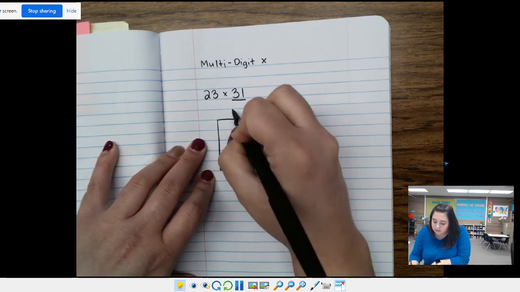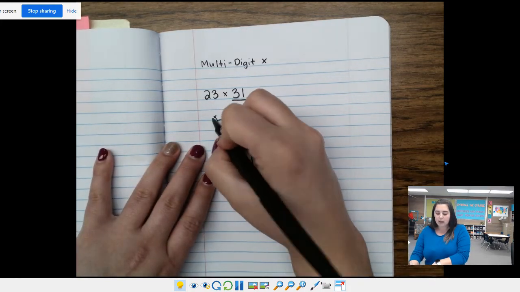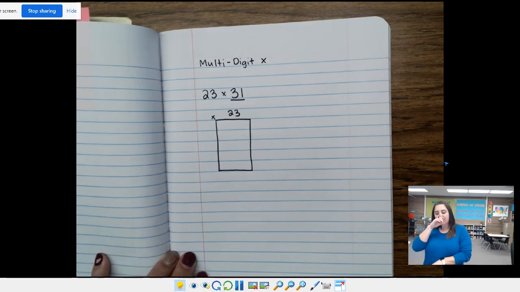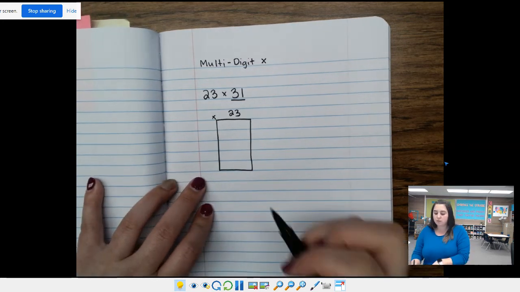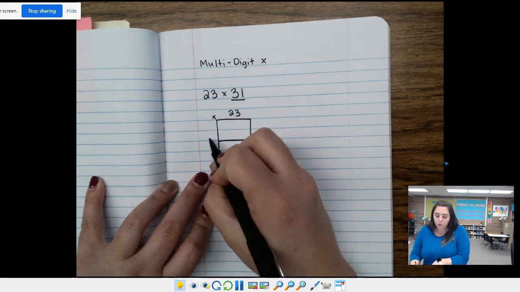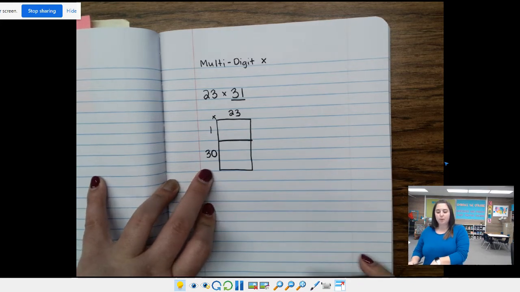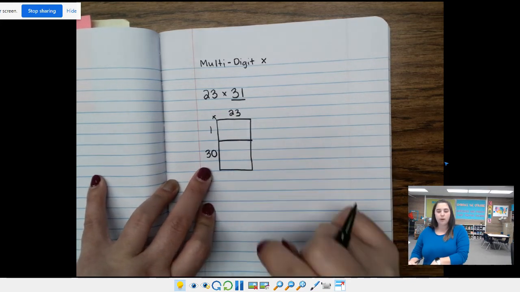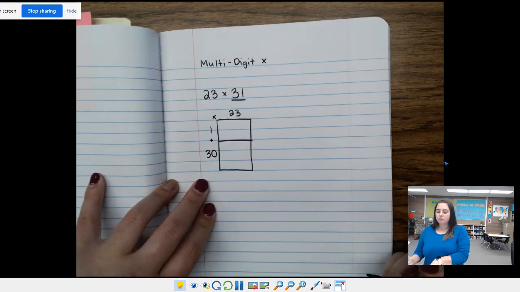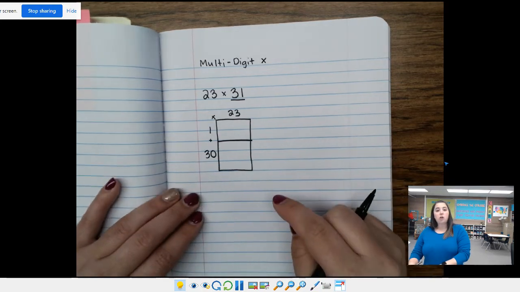So 23 is going to stay. I'm going to write that up top. And I'm going to be multiplying 23 times 31, but I'm going to break it up into the different place values. So I have my 1 and I have my 30. 31 can be broken up into 30 and 1, because 30 plus 1 is 31. So in each of these boxes, I'm going to solve for each of the parts.